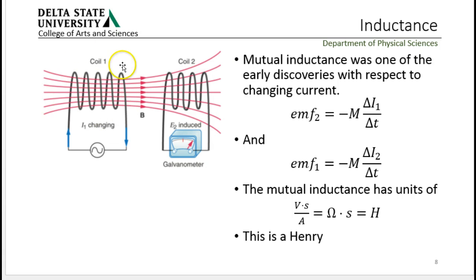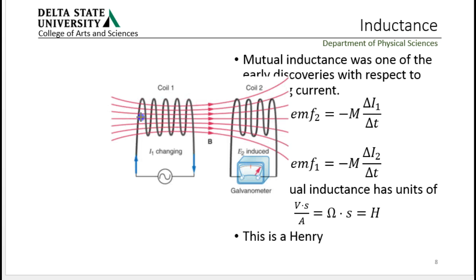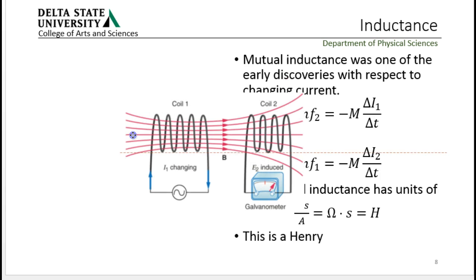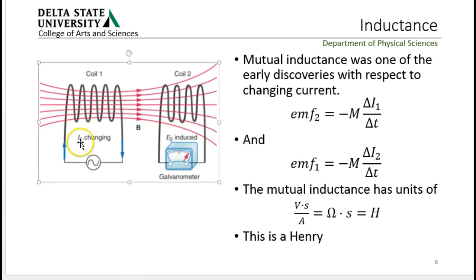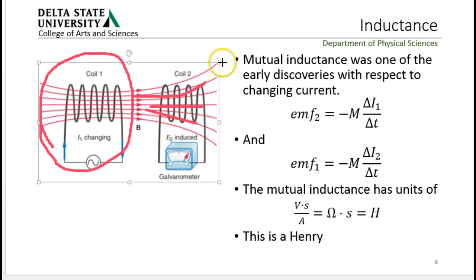But when it was first discovered, you take a coil like this one on the left and you run a sinusoidal current through it, or a changing current through it. Well, that's generating a magnetic field. That magnetic field penetrates through the coil on the right, and because d phi dt generates an EMF, you get an induced EMF on the coil on the right.